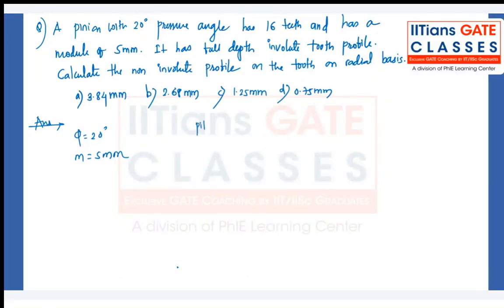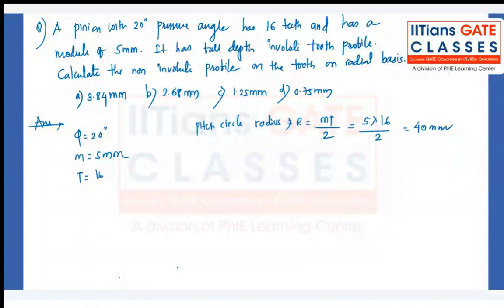What is your pitch circle radius? Pitch circle radius formula? You know, module is equal to d by t. So diameter is equal to module into t. So the radius will be equal to module into t by 2. Okay, we have talked about it. So 5 into 16, number of teeth are 16, divided by 2. That is 40 millimeter. Okay, this is the first part.